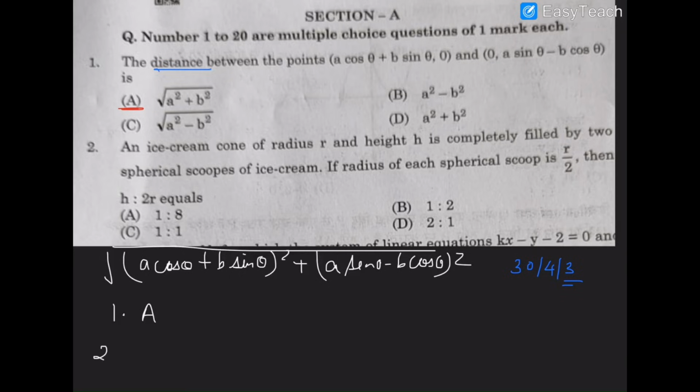For the second one, an ice cream cone of radius r and height h is completely filled by two spherical scoops of ice cream. So the volume of the cone is equal to 2 times the volume of the spherical scoops, which gives you the ratio 1:2. So option B is the correct answer for the second.